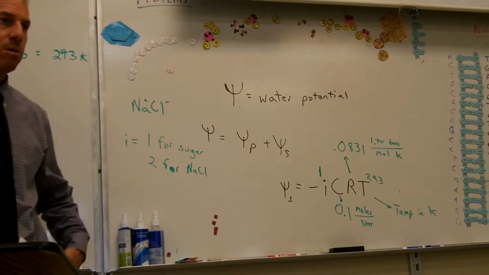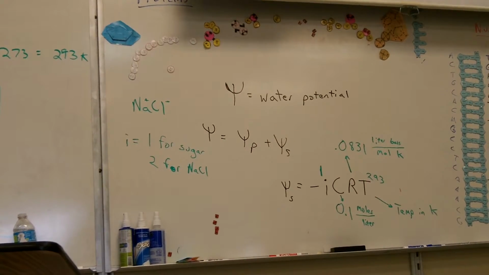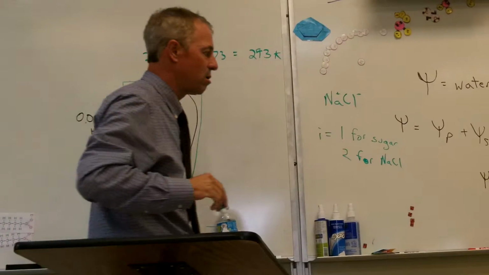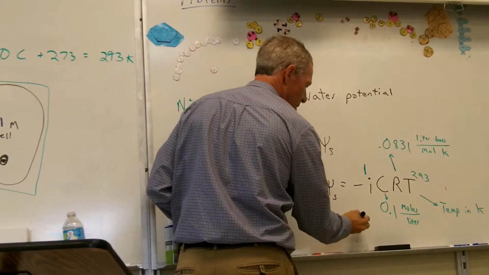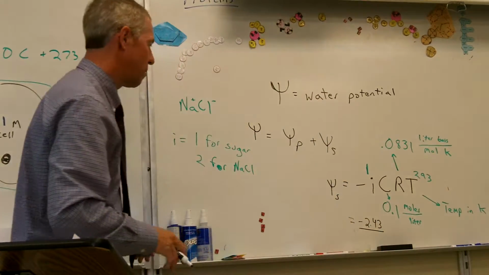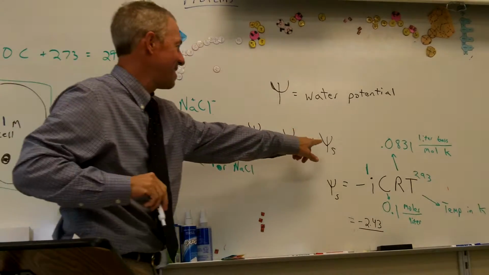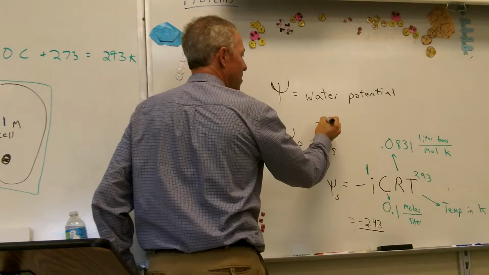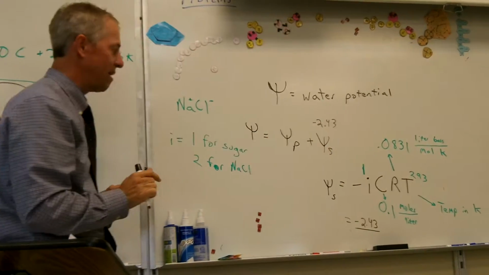What was the molar concentration? 0.1. Do you want me to tell you the answer? Yeah, tell me the answer. It's negative 2.43. Is that what y'all got? Negative 2.43? Yes. Wait, is that the water potential or the solute potential? That's the solute potential, so that's the psi with the S. Yes, this value is negative 2.43. Is that what everybody's getting? Yes.